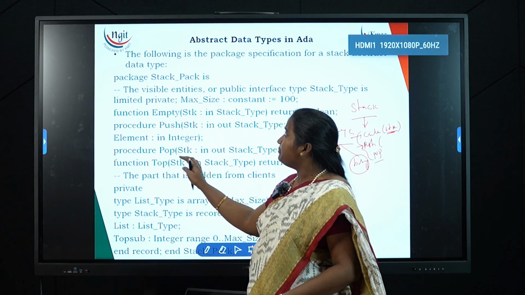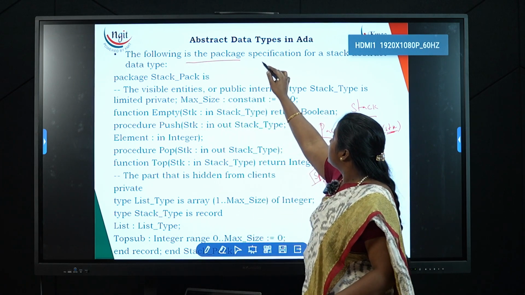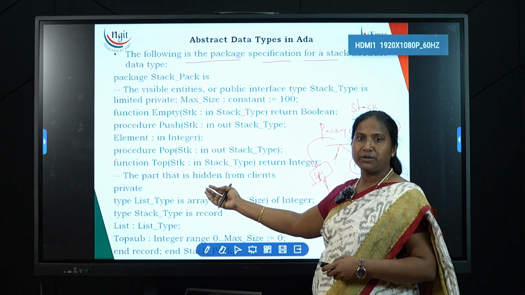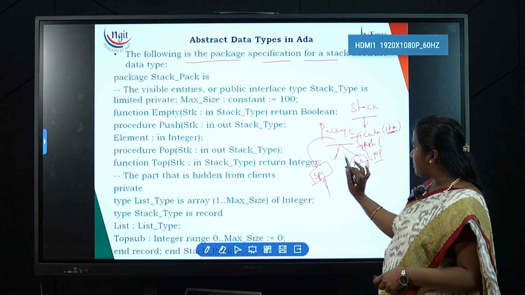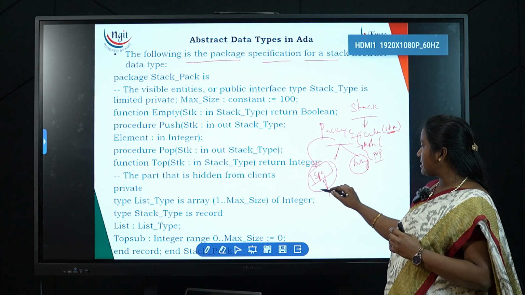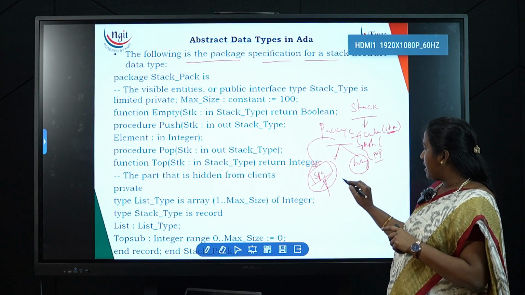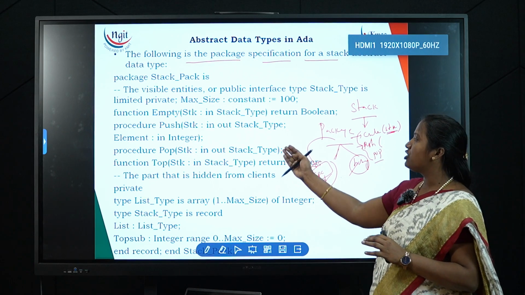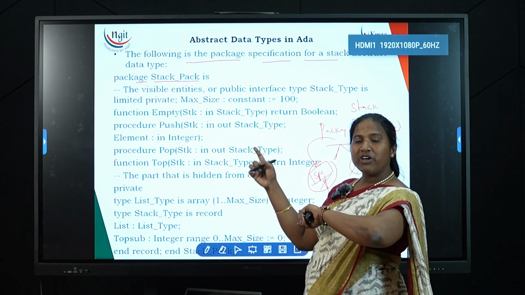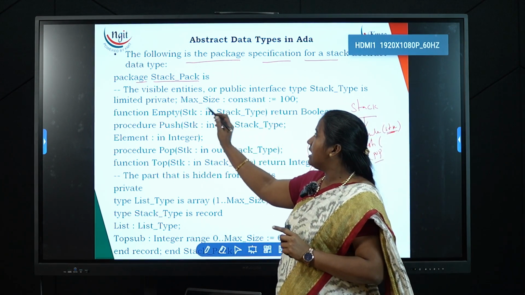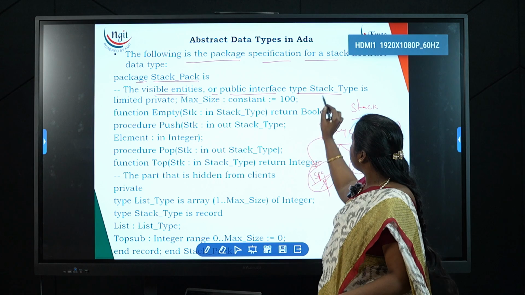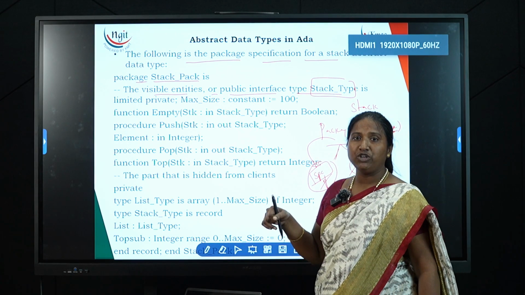Now let's see the following package specification for a stack implementation. So this is your specification package. The program you can see on the screen is the specification. There will be another program which is the body package. This is package stack pack, and in the same way we'll have the body pack. Now the visible entities are the public interface, type stack types. This is what the package will be taking into the program.